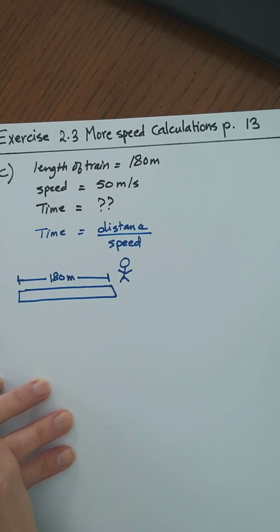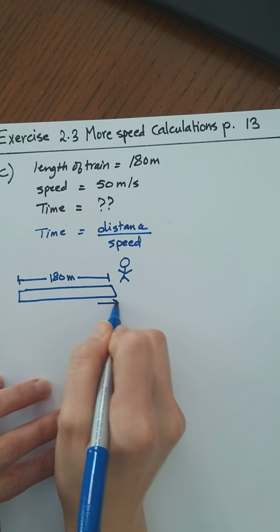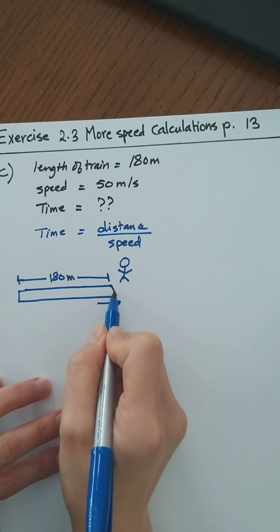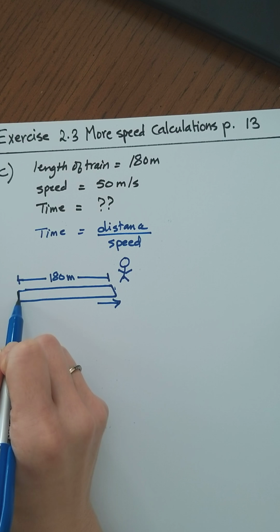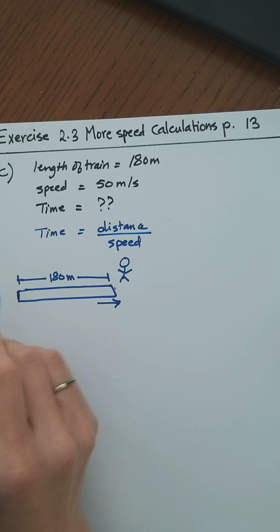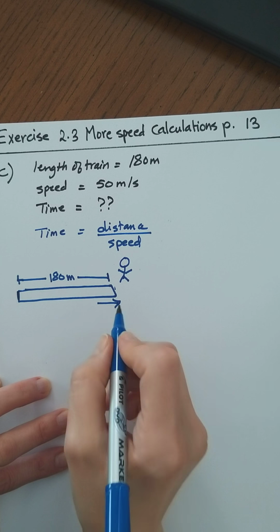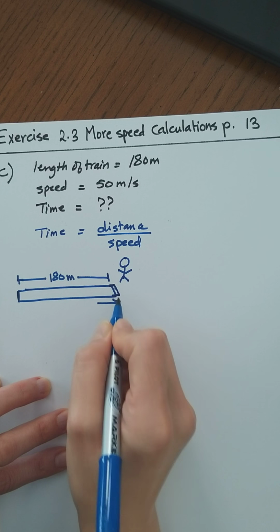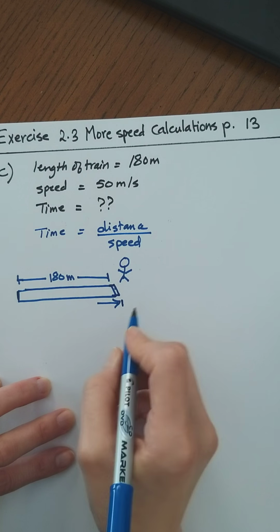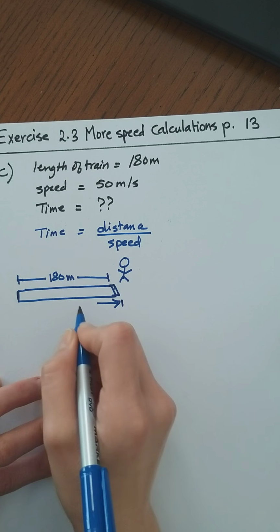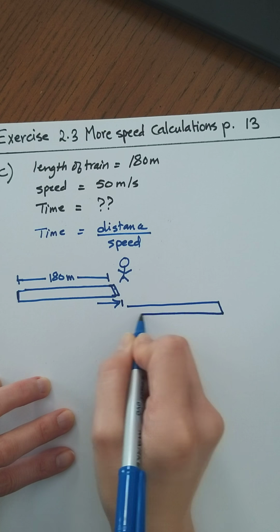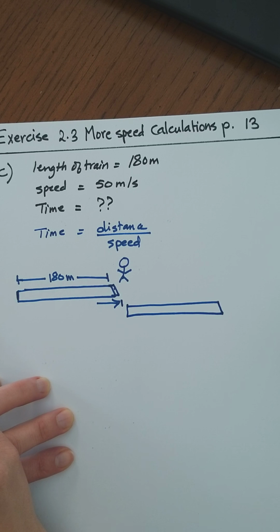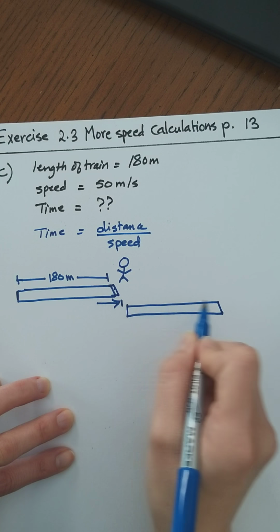To fully pass by this person means that the train is moving in this direction. The front part of the train must pass by the person until the train reaches the end part, and this end part also passes by the person. So from this point here, from the front part, now the train needs to move forward until the other part, the end part of the train, passes by the person. So the train must be in this situation here. Now the train has fully passed the person.